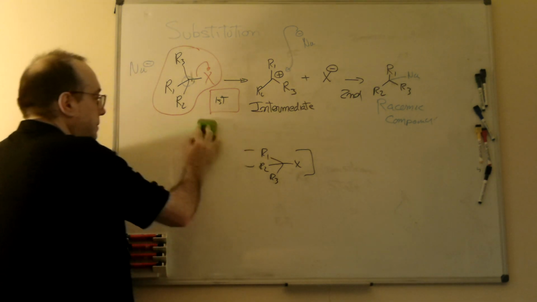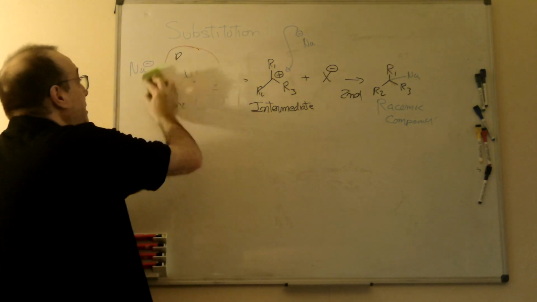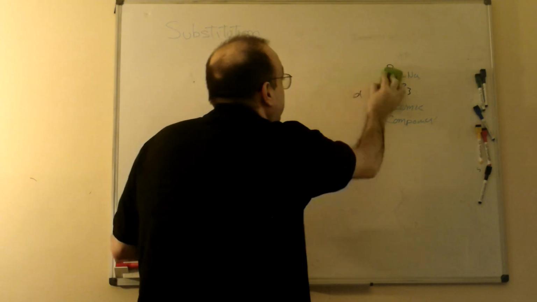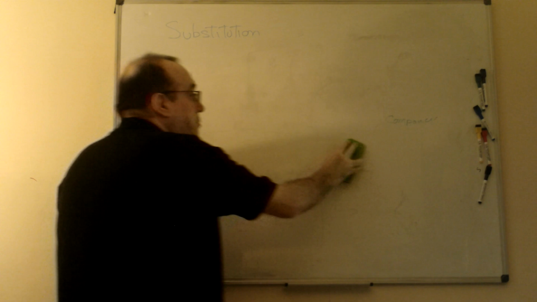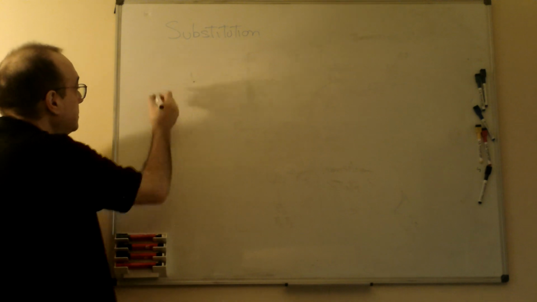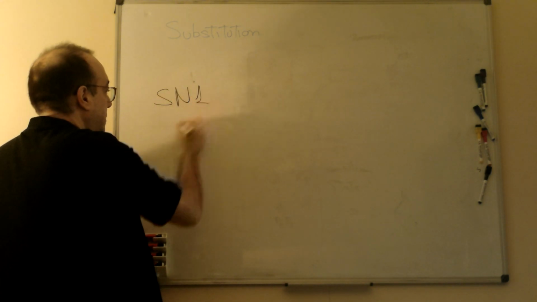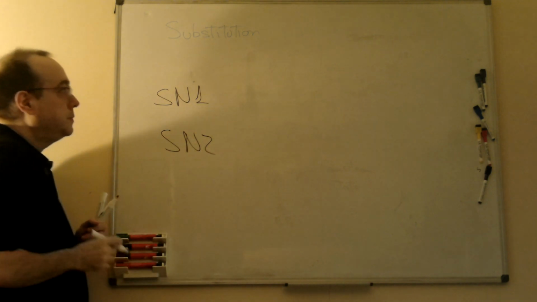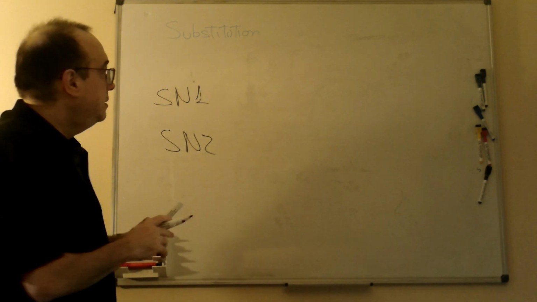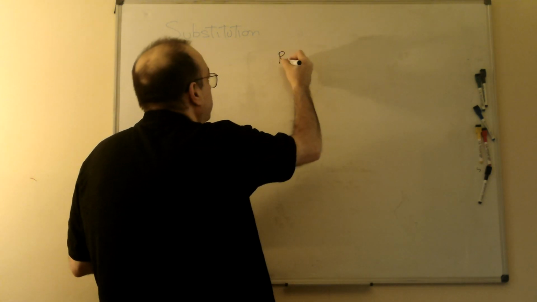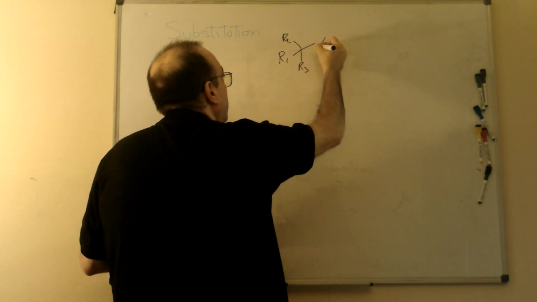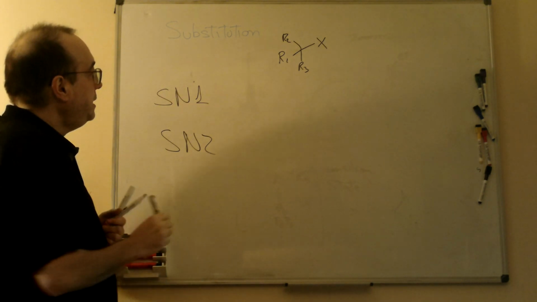Okay? Good. Then, the question that we have now is how we can differentiate when a reaction is an SN1 and when a reaction is an SN2. Well, the thing that we need to do is to check the starting material. Okay, the starting material, remember, is this.